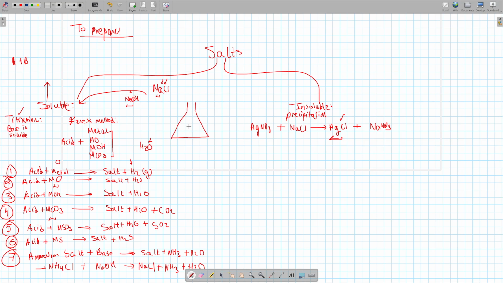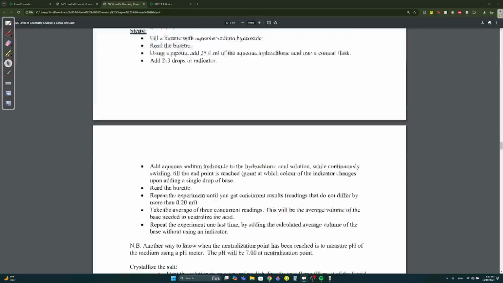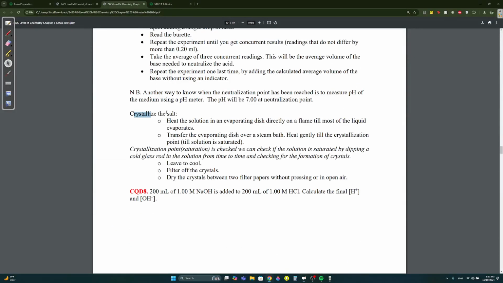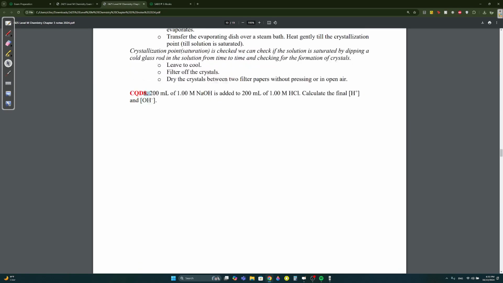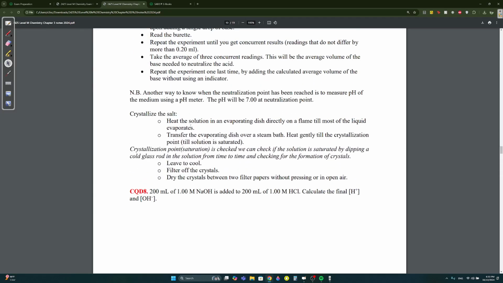I'm going to get my solution. It's dissolved in water. So I want the salt. How do you get a salt when you have a solution? You perform crystallization. How do you do it? You read over it very fast. This is important, by the way. I'll solve it in a second.